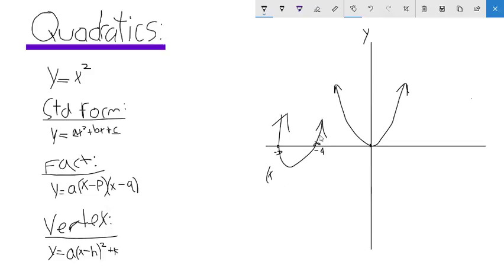So you can do x minus -7, which is the same thing as x plus 7, times x plus 4, which is x minus -4. That's going to be the equation to that parabola right there that I just drew in.